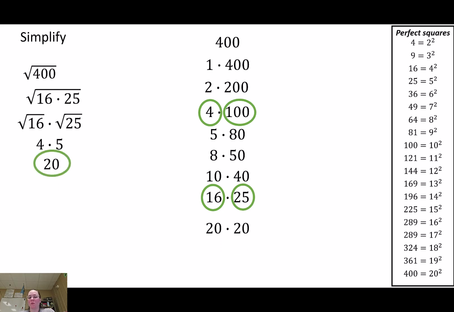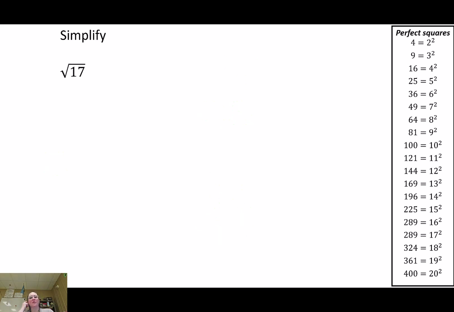Now, if I had gone one more step, I would have seen, right, that 20 times 20. So a lot of times when I have a perfect square number that's really big, we're going to find that 2 perfect squares multiply together to give you that number, or you will find that number times itself. Okay. All right, so let's look at another one.